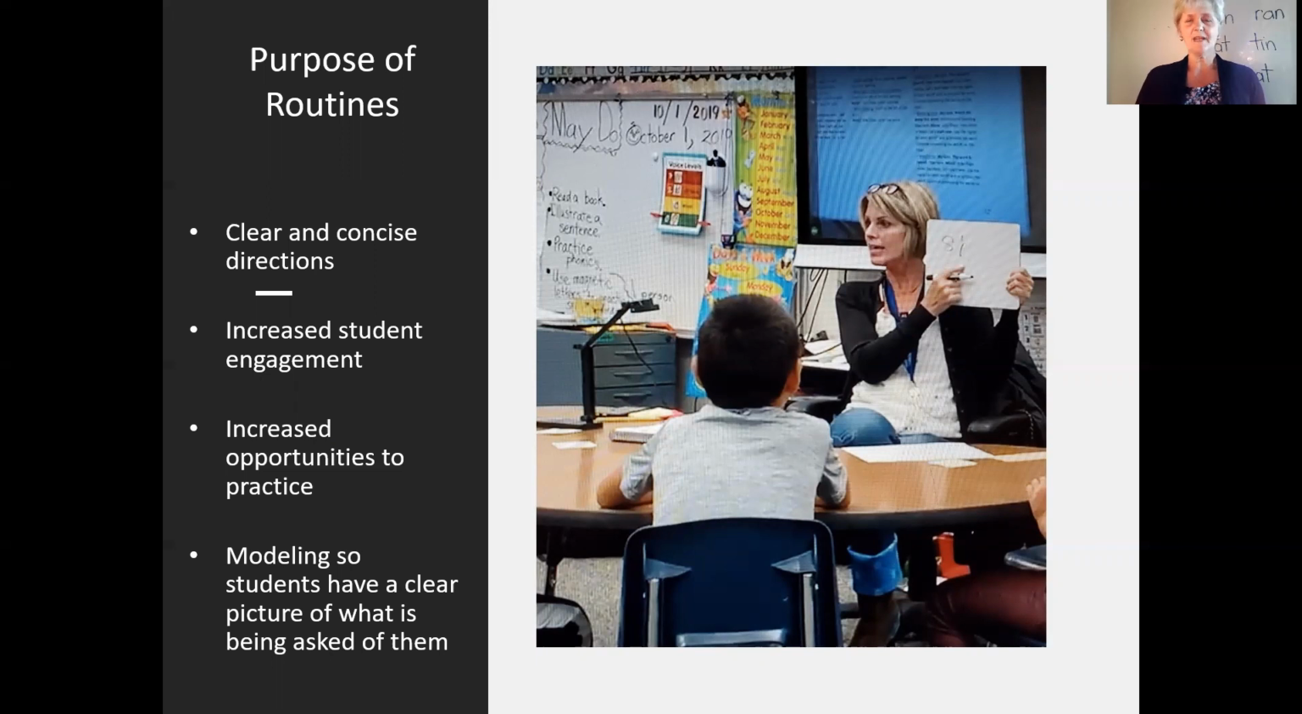Also, again, we want them to have many opportunities to practice, and we model. Each time we have a new routine, we model it for 1 or 2 items so that kids can see what it looks like and sounds like to be successful in the work that is being asked of them.